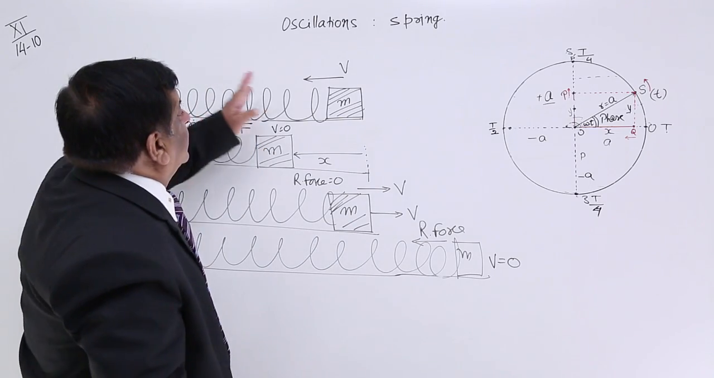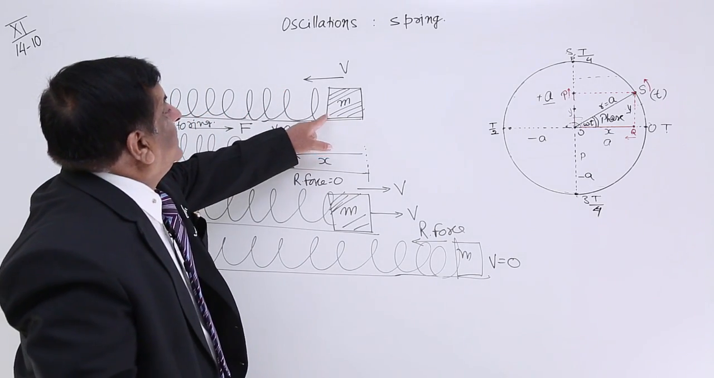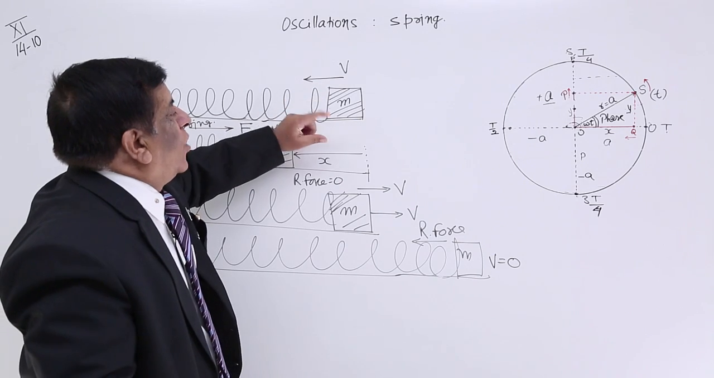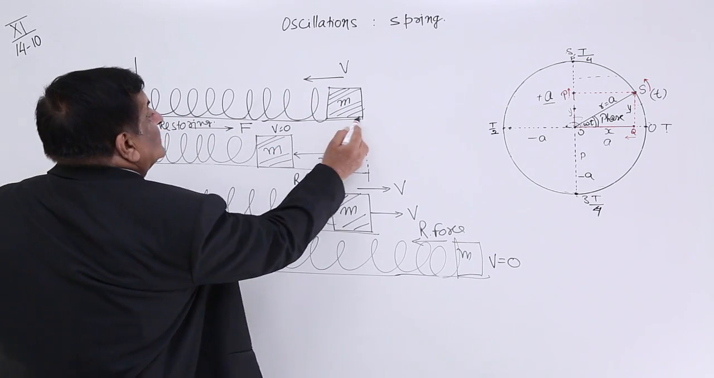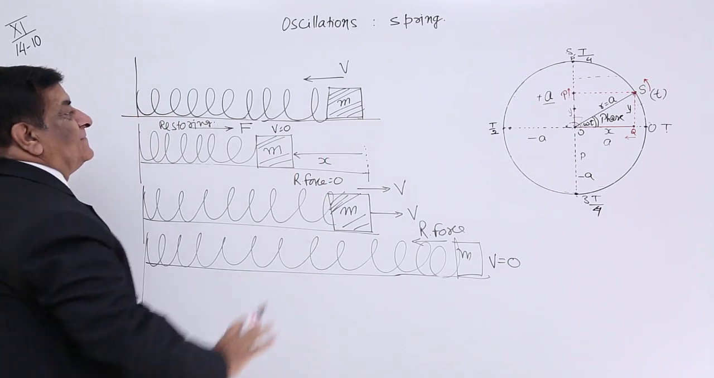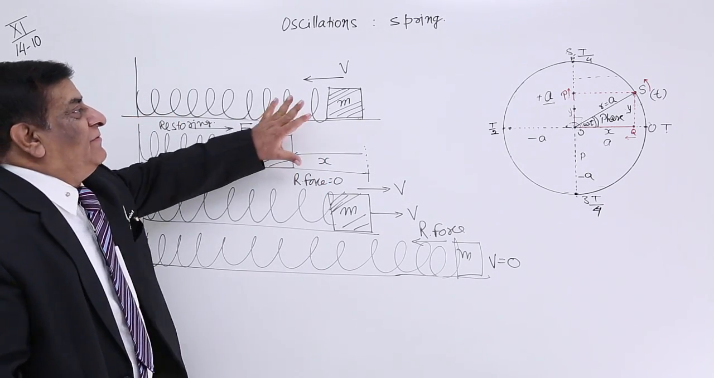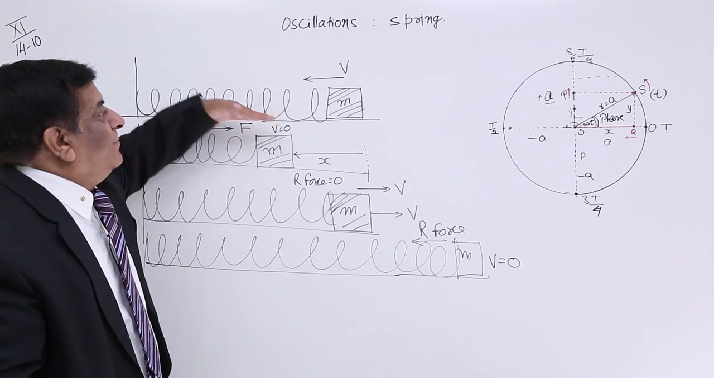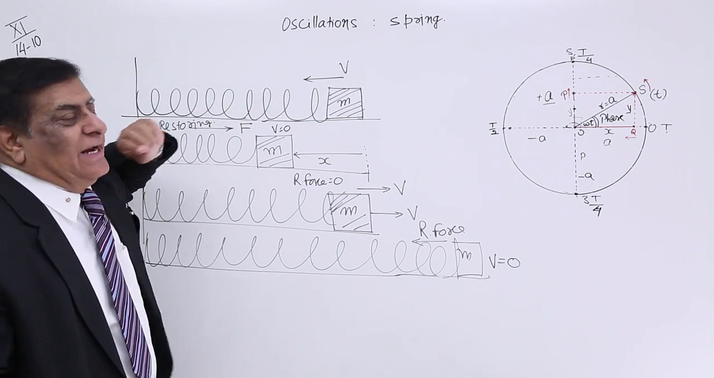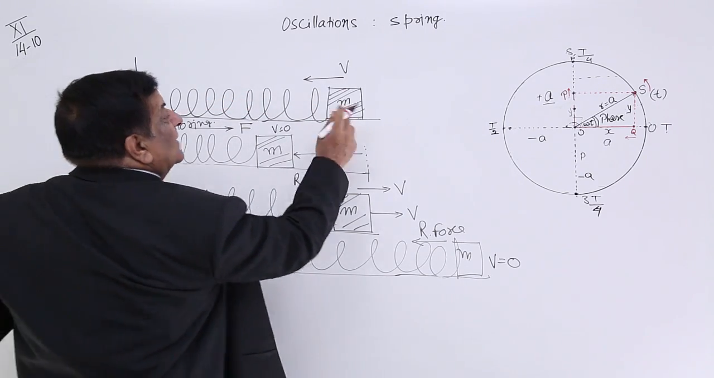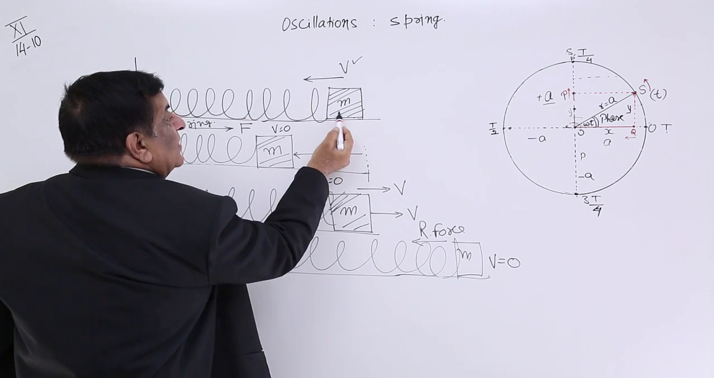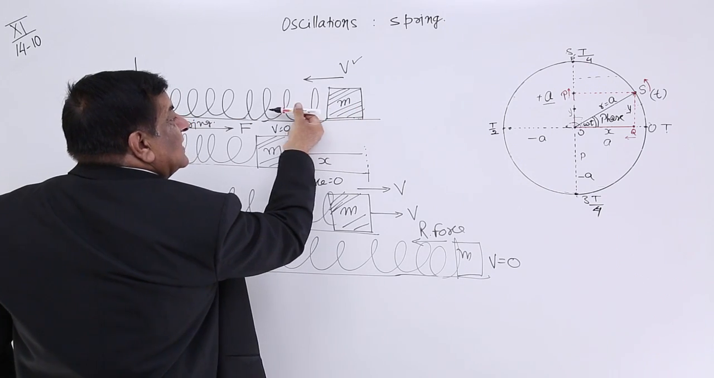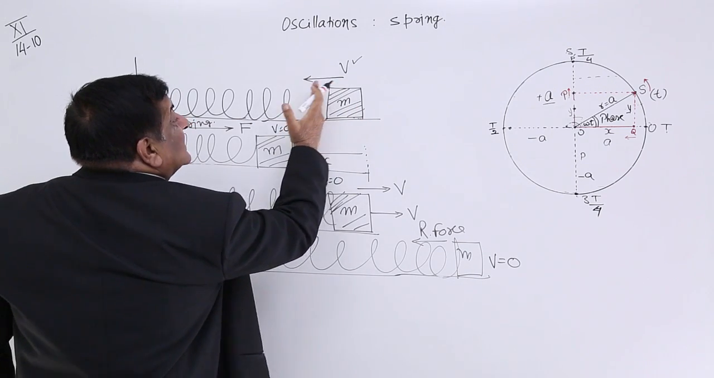Here is a spring. With the spring, there is a mass block having mass m. Suppose this is a frictionless surface and there is no effect of gravitation on it, because we are working in this direction. At any particular instant, it is given a velocity v. Because of this velocity, it moves in this direction and compresses the spring.